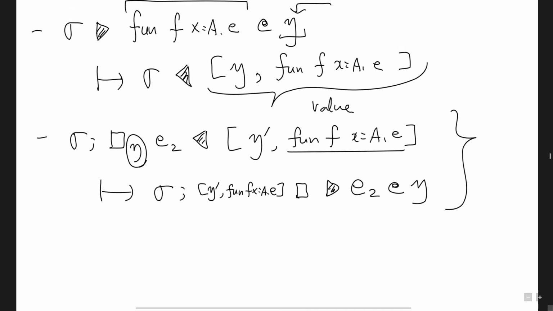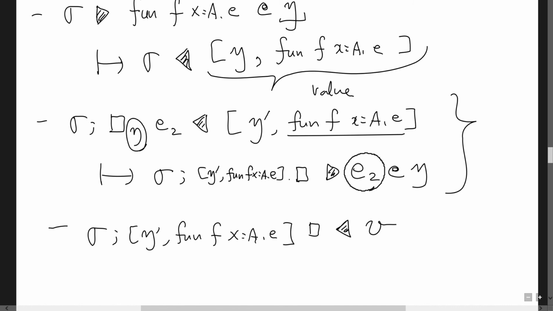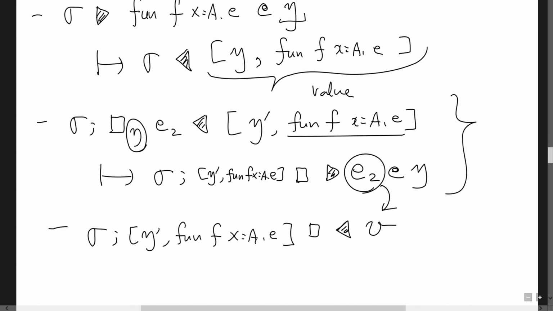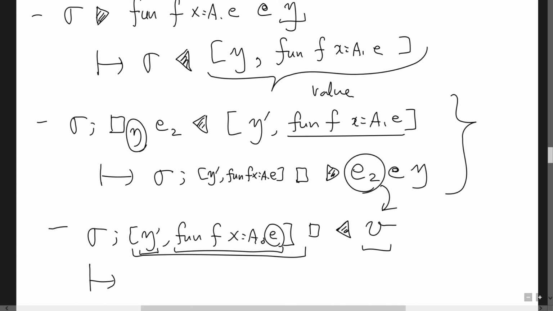Finally, what happens if everything goes okay and we have this sigma, eta prime, fun f x a dot e, and we are returning value v, which was perhaps obtained from the argument expression E2. So it's time to perform the function call. We have this closure or function with its environment, and we have its argument. So it's time to perform substitution, or we are going to extend the environment and evaluate this expression E. At the next step, we are going to analyze or evaluate the body of this function, which is expression E.